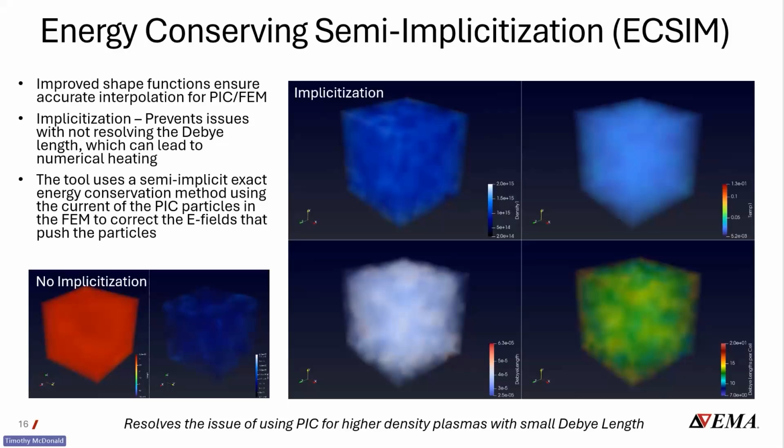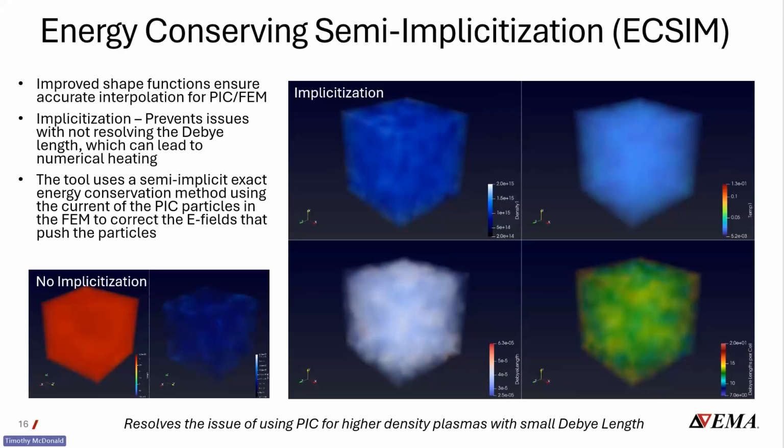And then exact energy conservation. This gives us a semi-implicit exact energy conservation algorithm. The current from the PIC particles deposits to the FEM. The FEM then corrects the electric fields used to push the particles. This closes the loop and ensures that the energy exchange between the particles and fields is always physically correct, and it helps us avoid spurious growth or damping.